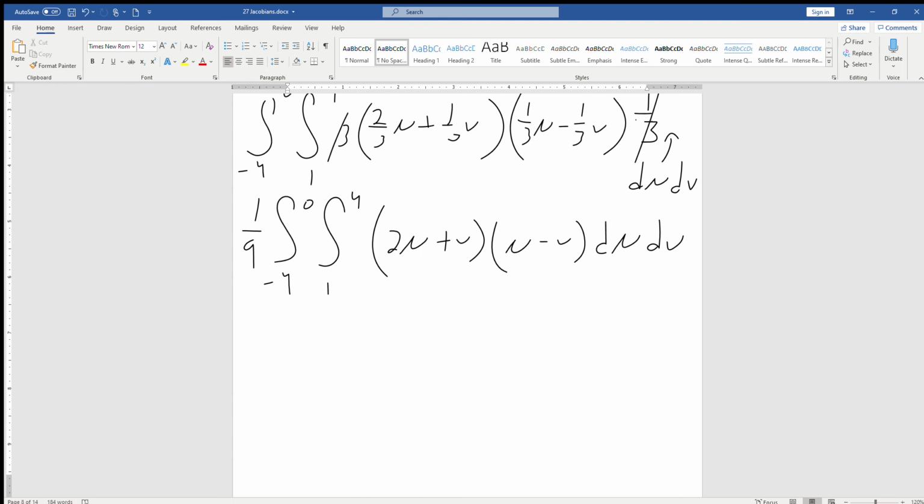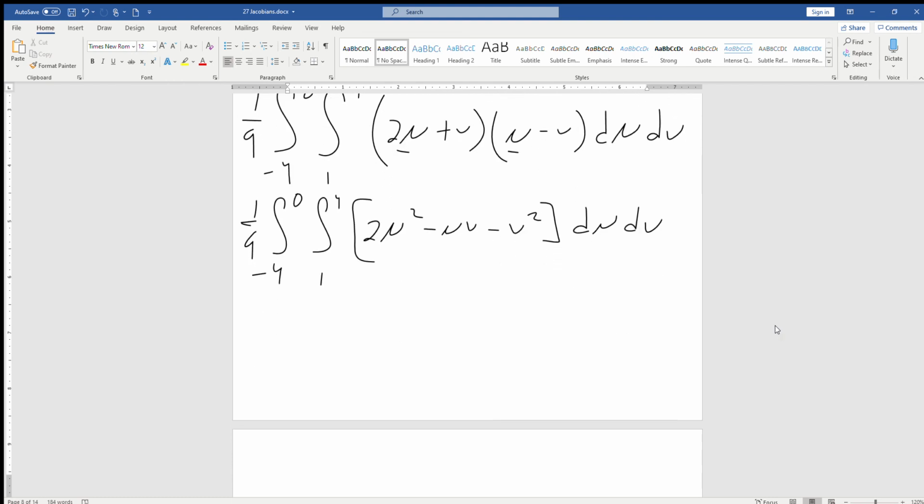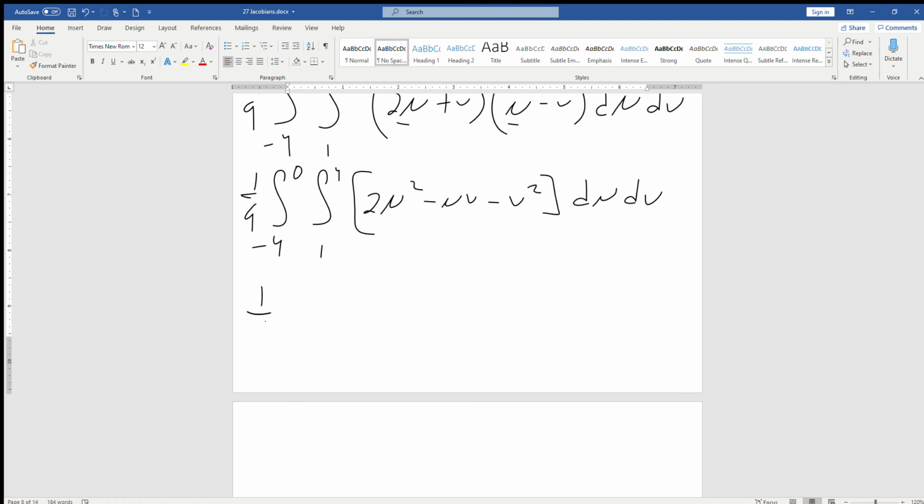We're going to FOIL it, and then we're going to evaluate. At this point, it's not too bad. Unfortunately, we can't separate it yet, so we're actually going to have to FOIL it. When we FOIL, we have 2u squared. We have a negative 2uv and a positive uv, so that's going to be minus uv. And then finally, we have a negative v squared, du dv. We're going to evaluate with respect to u first. So we still have that 1/9, so 1/9 integral from negative 4 to 0.